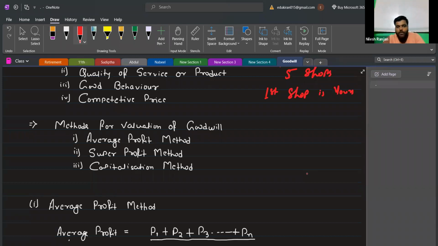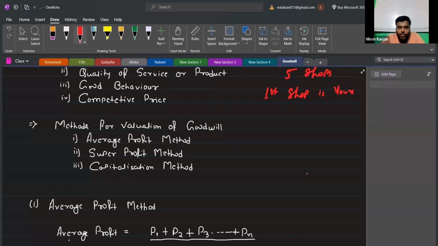The first one is the average profit method. The second is the super profit method, and the third is the capitalization method. Do you remember these methods or not? So it's a little bit. Okay, which part do you remember? Sir, average profit. Okay, average profit.